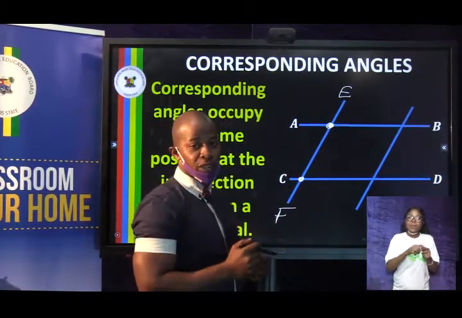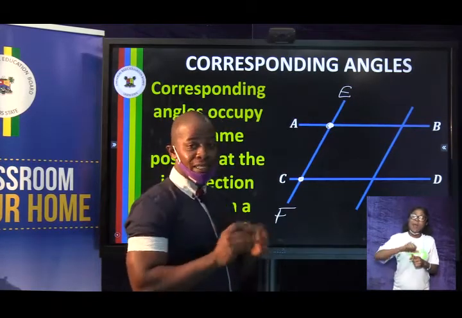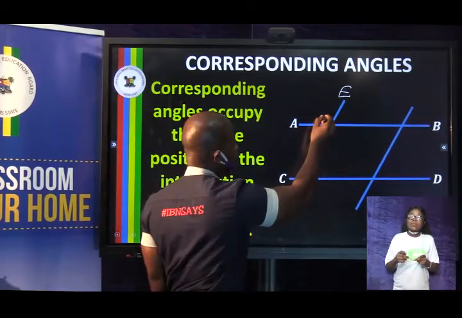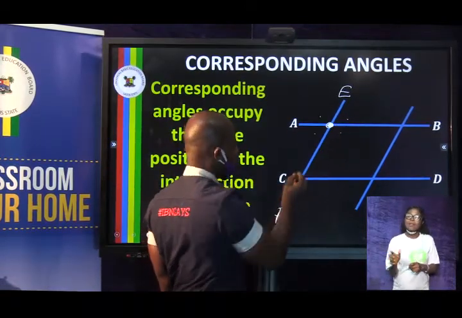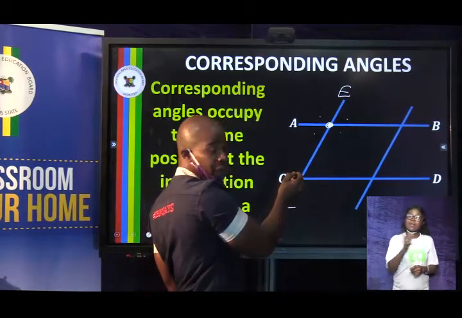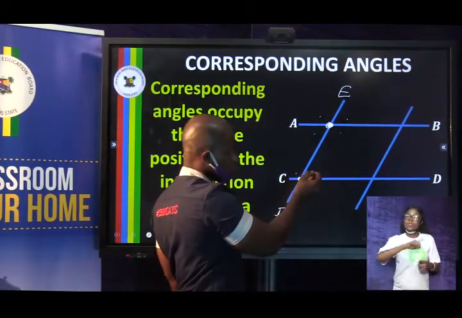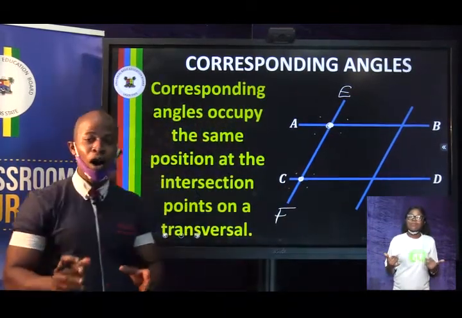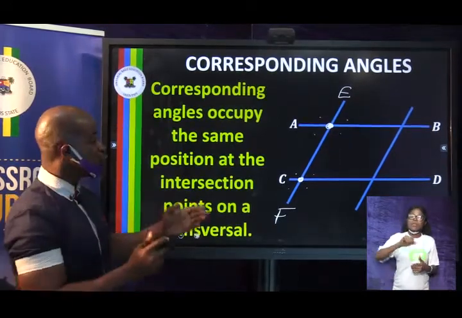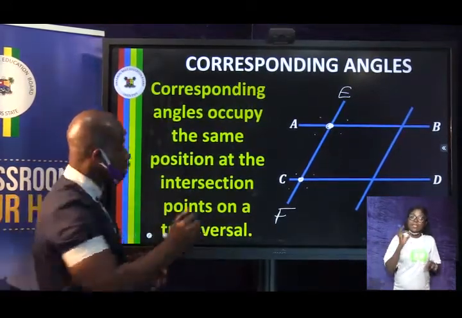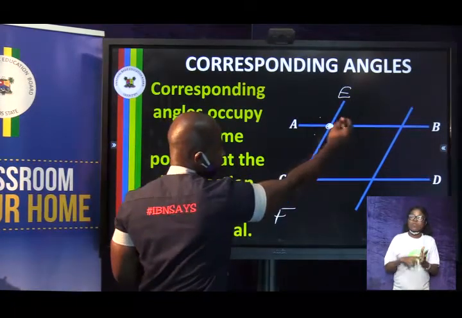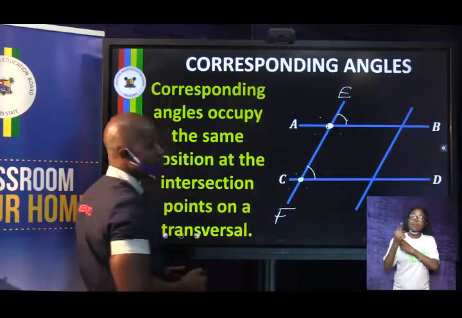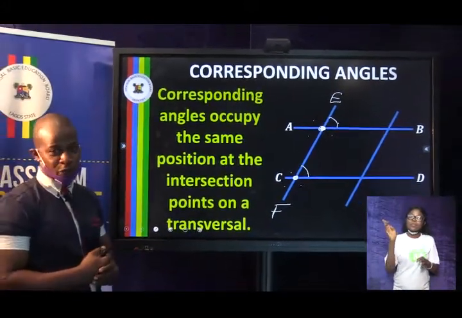To know corresponding angles, angles that occupy the same position, if we are to divide this position, we have top left and top right, bottom left and bottom right. On this side, on top of the line to the left, that's top left. On top of the line to the right, that's top right, bottom left and bottom right. Now, to know angles that are corresponding, you will pick those angles that occupy the same position. If this one is on top of the line to the right, that's top right, then you come here, top of the line to the right. Both of them are corresponding.